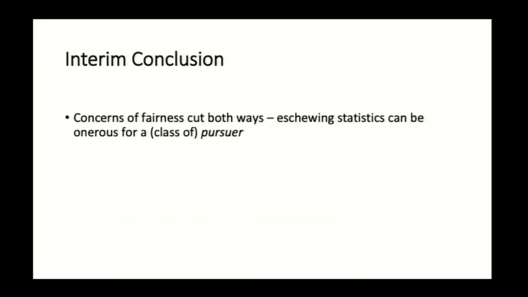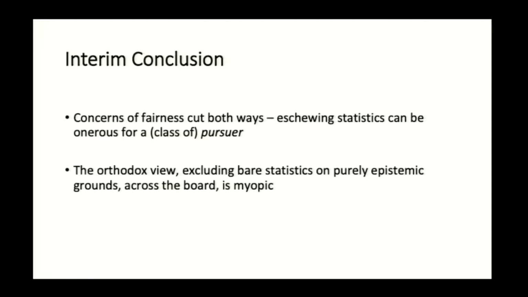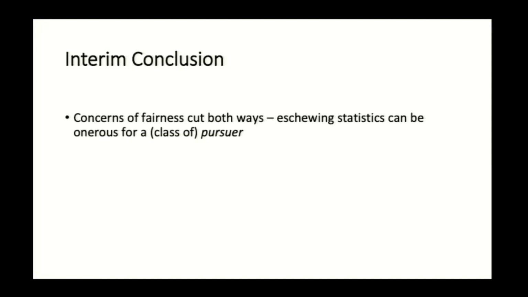So, and I'm not sure what people think about these cases. I think that the court's made the right decision in these cases, but what I at least want to motivate is this thought, an interim conclusion, that concerns of fairness cut both ways. So while people who have talked about statistics in the literature often emphasise how it can be unfair to find a defending party liable on the basis of statistics, concerns of fairness actually cut both ways.